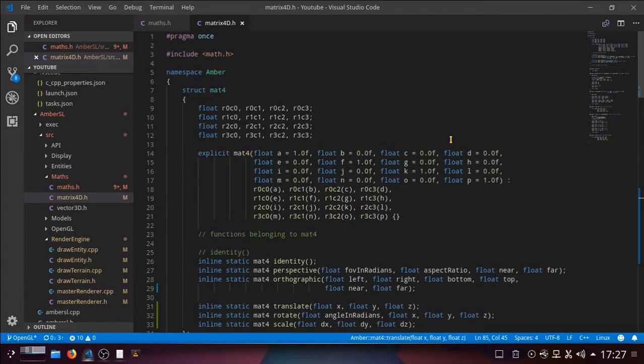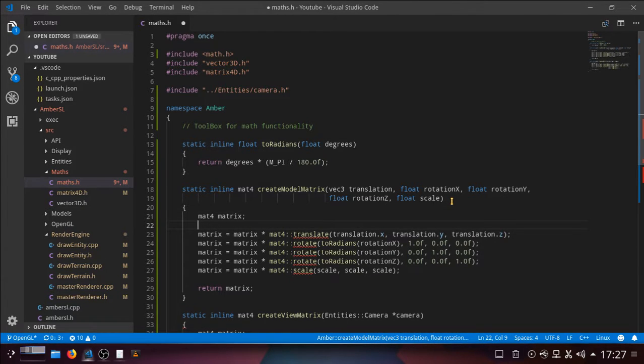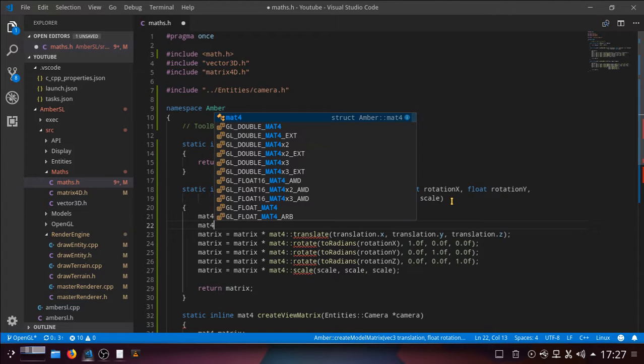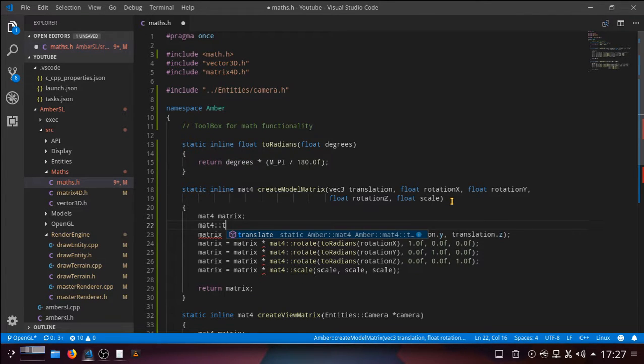Saving this out. Done. Now, I'm going to check for the way I've used it. And it should be mat4, colon, colon. Where's translate? T. Yeah, it's there. Translate.